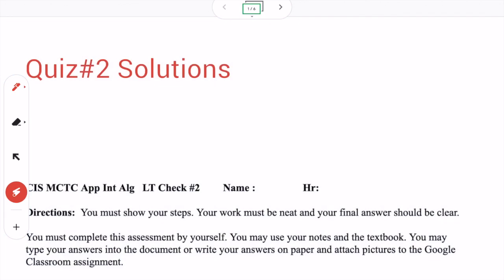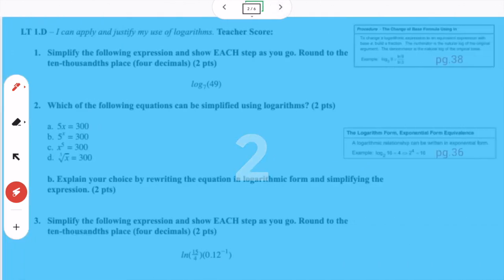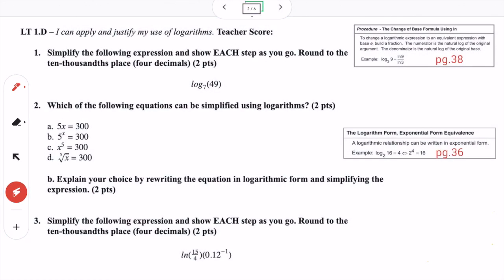We're going to start by going over the Quiz 2 solutions today from our MCTC Applied Algebra class. Learning Target 1D is all about applying and justifying your use of logarithms. And we start out with number 1 with a simplifying problem. You can see the logarithmic expression here.